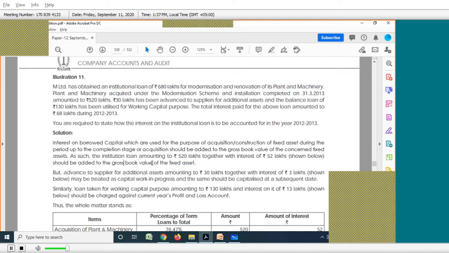That is very important. The loan of 520 lakhs plus 30 lakhs interest portion should be capitalized. The balance, whatever you spend for 130 lakhs interest, should not be capitalized. It should be debited to the P&L account because that 130 lakhs is for the working capital loan.